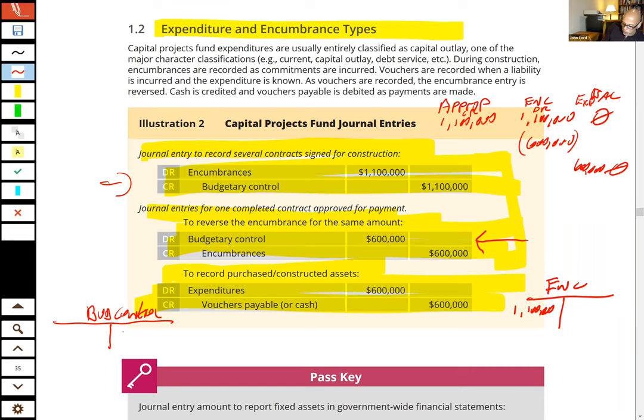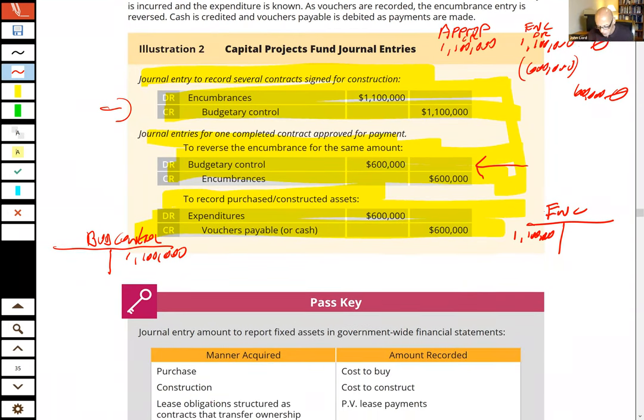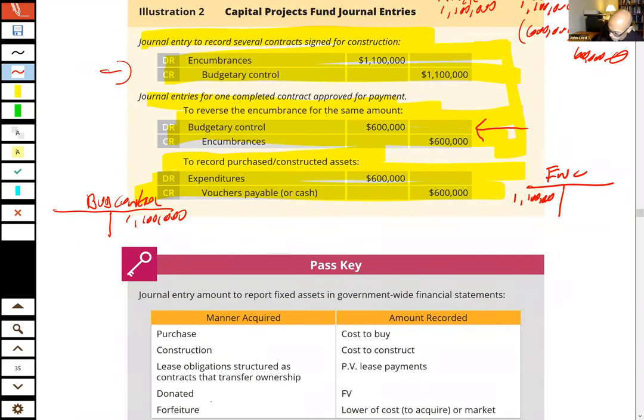Control is really more or less just a placeholder. Budgetary control was $1,100,000. Because by the end of the year, let's say this year ended and I hadn't received everything yet, at the end of the year I would still debit budgetary control, right? Because over here, I went ahead and debited $600,000, so it has now a balance of $500,000.